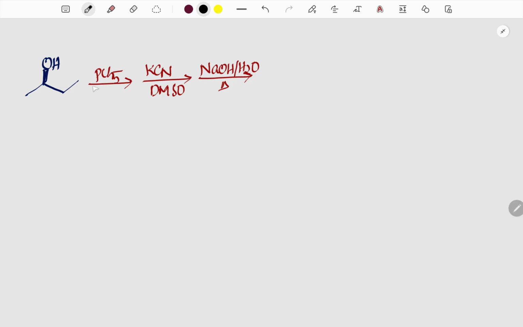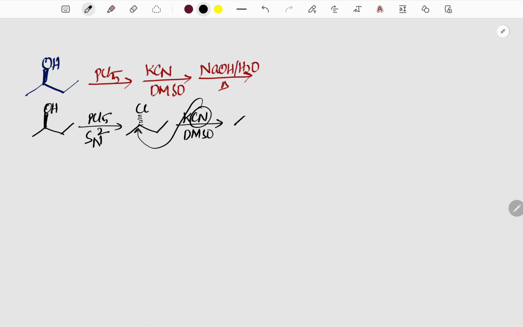Alcohol treated with PCl5. So when alcohol is treated with PCl5, it is an example of an SN2 reaction. Therefore here simply we get the alkyl chloride below the plane. Now it is treated with KCN and dimethyl sulfoxide. So here CN minus is there. It is an ambident nucleophile. So through the SN2 mechanism, we get the corresponding cyanide and isocyanide because it is an ambident nucleophile, and cyanide is major.